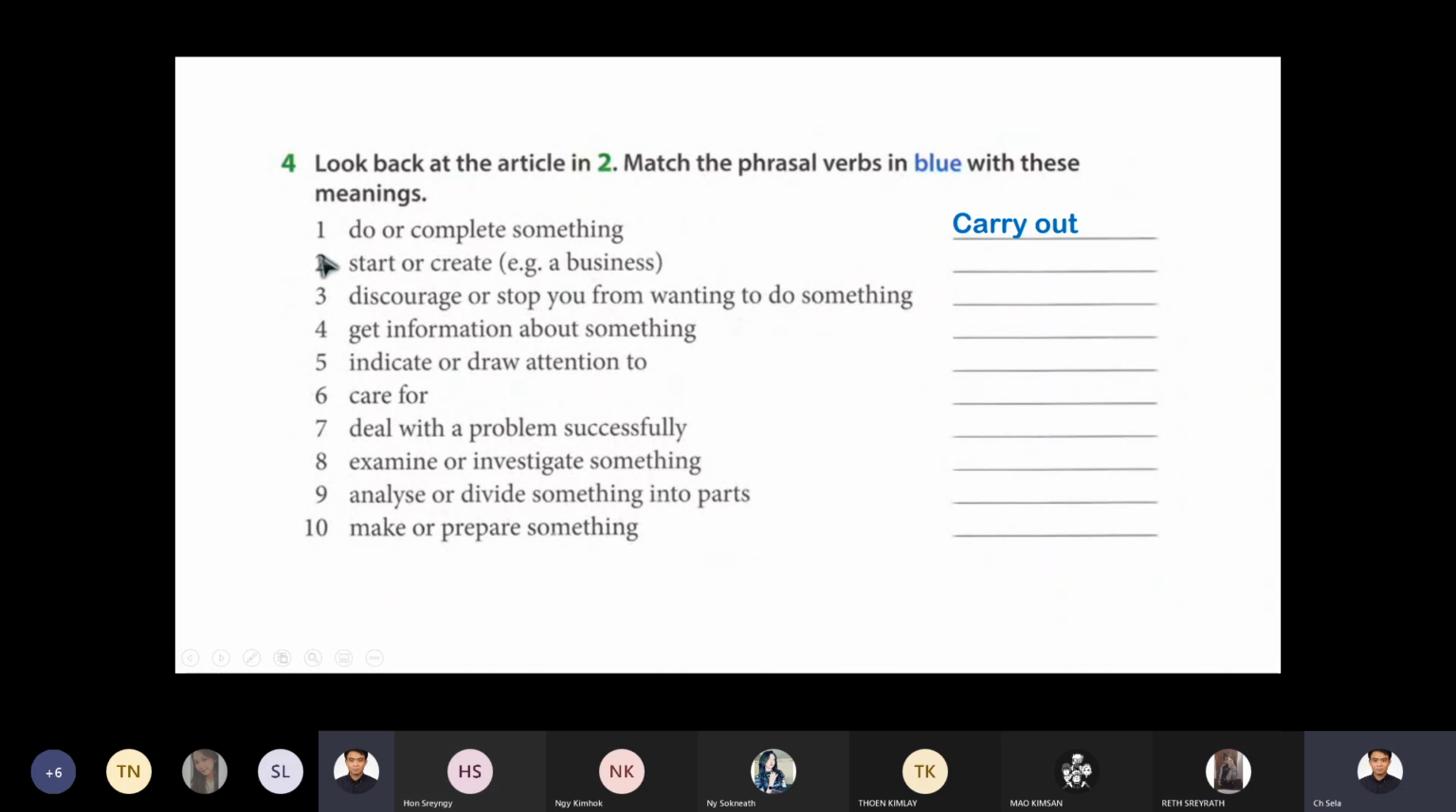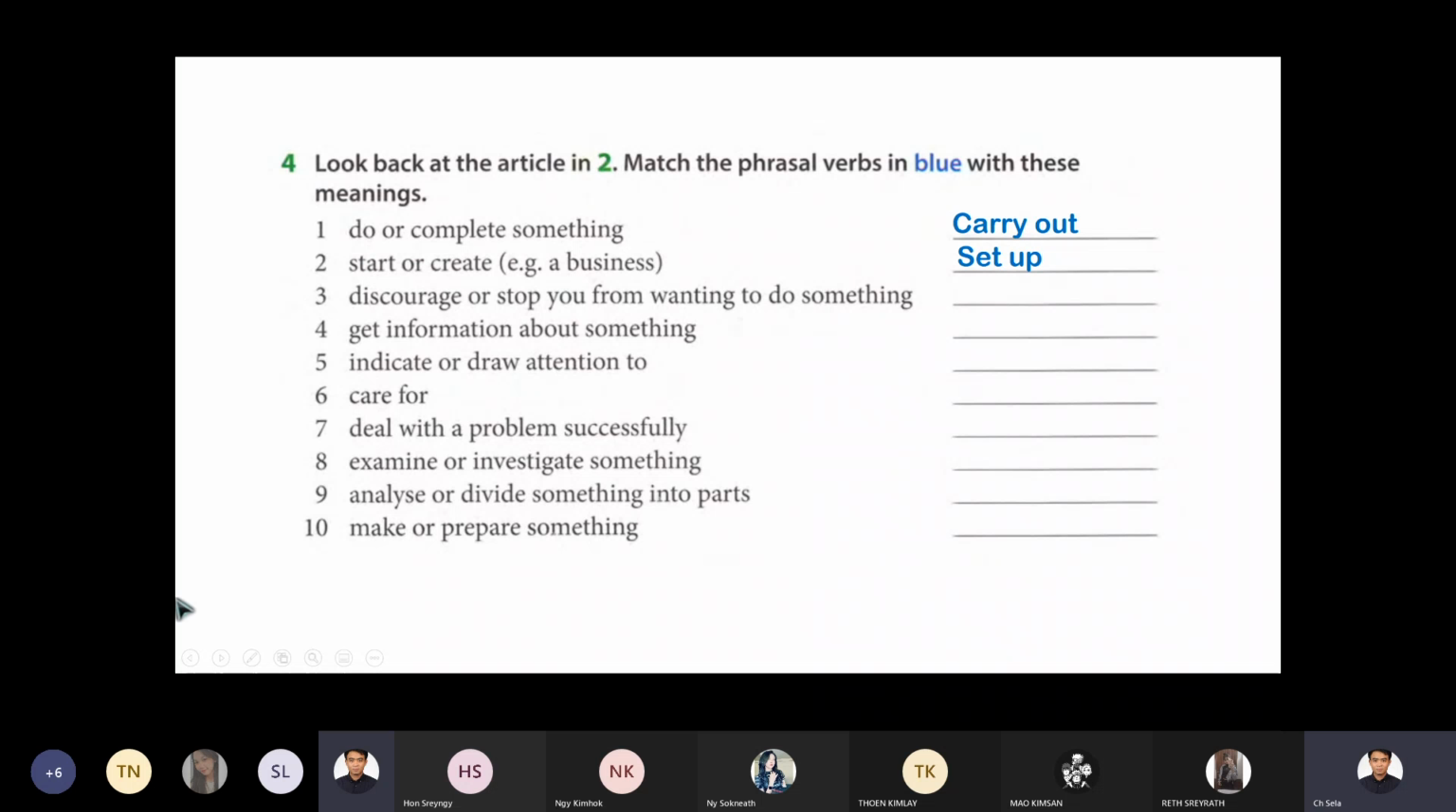Carry out. Okay, I give you one more example for number two. Start or create a business. What is it? Hello? Look into, not really. Start a business. Set up. Yeah, this one is set up. I want to set up a cafe shop or whatever.